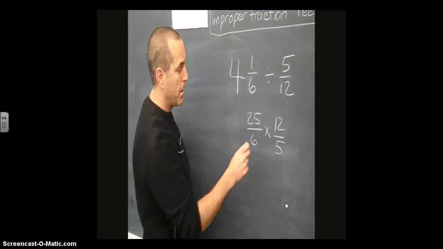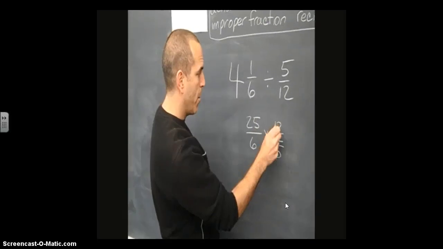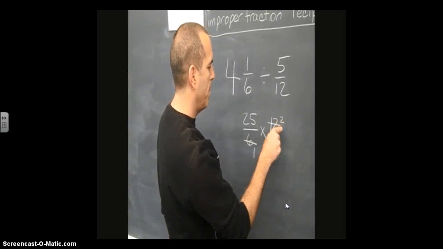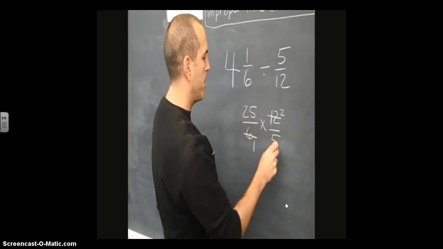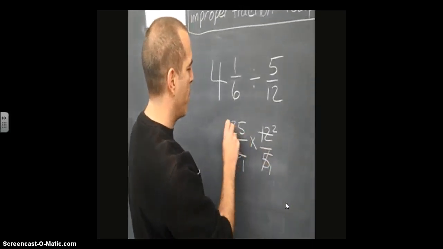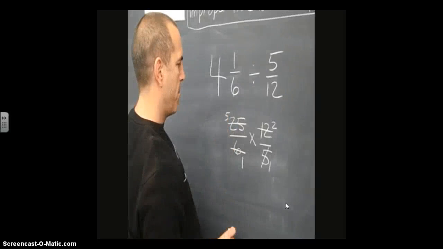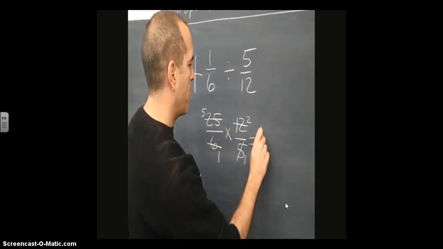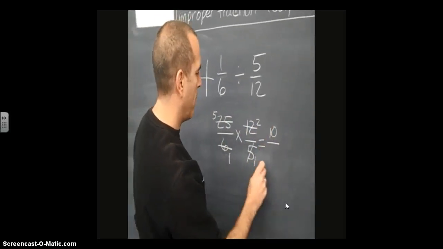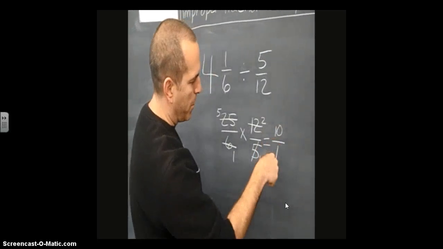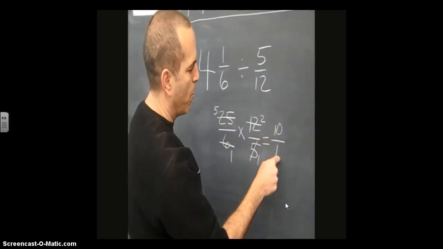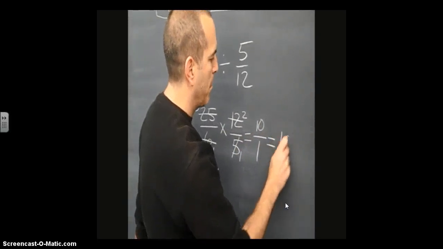We're going to look for numbers that can be simplified. I notice the 6 and 12 can both be divided by 6. This becomes 1. This becomes 2. The 5 and the 25 could each be divided by 5. That becomes 1, and that becomes 5. We multiply our numerators. Nothing else can be simplified. We get 10. And multiply the denominators and get 1. Like you showed us, if you have a mix or an improper fraction with 1 as a denominator, it's simply 10.